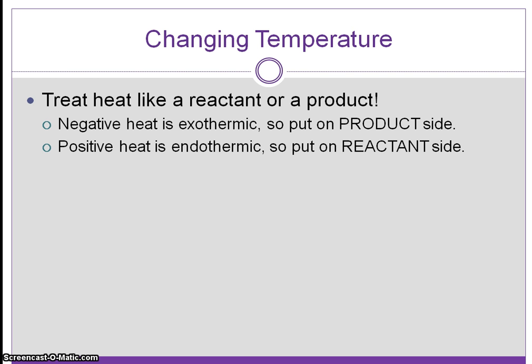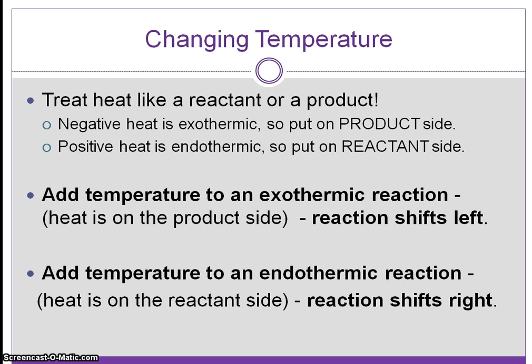If the number in front of the delta H is positive, we're talking about an endothermic reaction, so you're going to put it on the reactant side. And then once you put it on the reactant or product side, you just treat it as if it was a reactant or a product. So you can use the seesaw method to figure out which way it shifts.